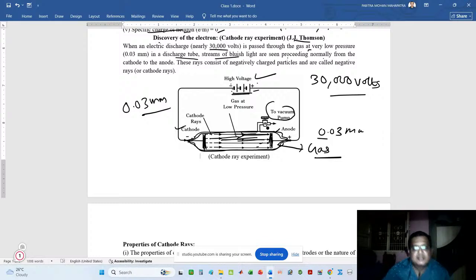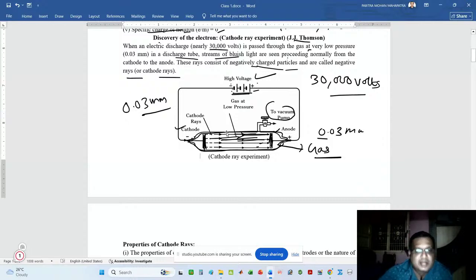These are the rays proceeding normally from the cathode to anode. If you want to check the charge of this ray, it shows a negative charge. How did the scientist prove that these rays carry negative charge? I will discuss later. A stream of bluish light is seen proceeding normally from the cathode to anode, and these rays carry negative charge. They are negatively charged particles, so they are called negative rays, or cathode rays.